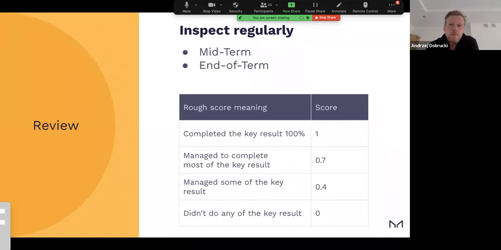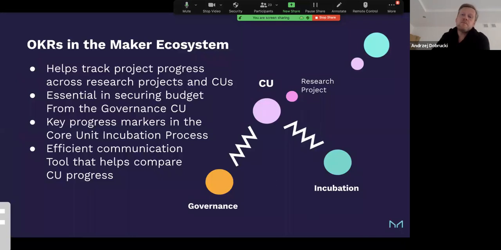In the Maker ecosystem, OKRs are quite important because they help us track project progress in a way that is consistent. You could come up with all different sorts of ways of defining goals and priorities and objectives and measures and so on. But it is always best to have one framework to do that, so that when we need to, we can also compare different core units with one another based on their OKRs.